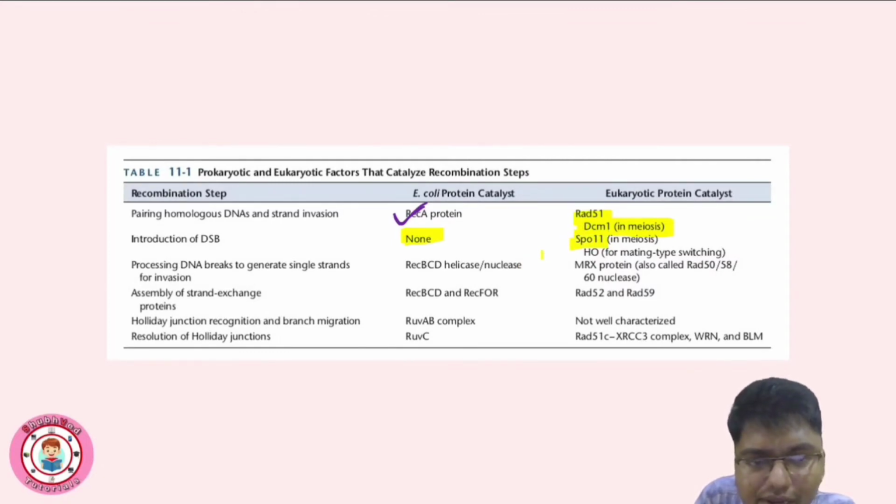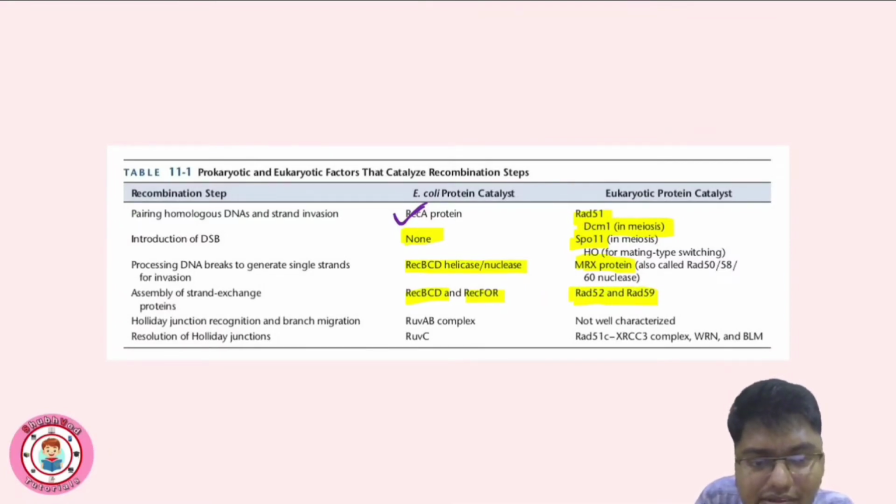But in eukaryotes, in meiosis, introduction of the double strand break is done by the protein SPO11. Then processing DNA breaks to generate single strand tails, single strand overhangs, for invasion. This is formed by the RecBCD helicase or nuclease, and the eukaryotic protein MRX. Then assembly of strand exchange is done by RecA or RecFOR, and in eukaryotes RAD52 and RAD59.